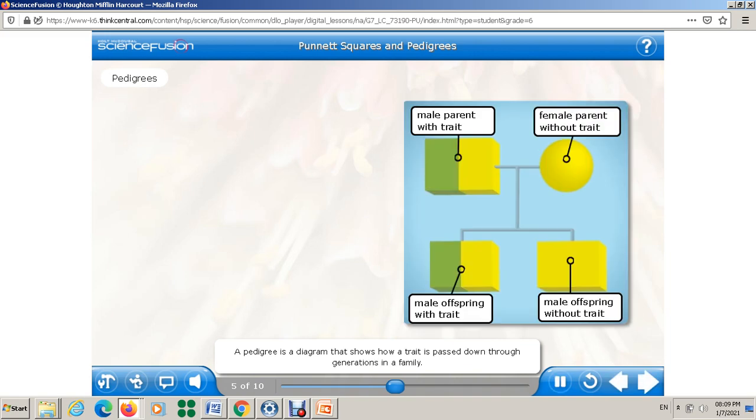A pedigree is a diagram that shows how a trait is passed down through generations in a family. In a pedigree, circles represent females and squares represent males. Parents are linked together by a line. Their children are shown below them in a linked row. This pedigree shows how a cleft chin, which is a dominant trait, has been passed down from parents to offspring. Click each picture to discover more.